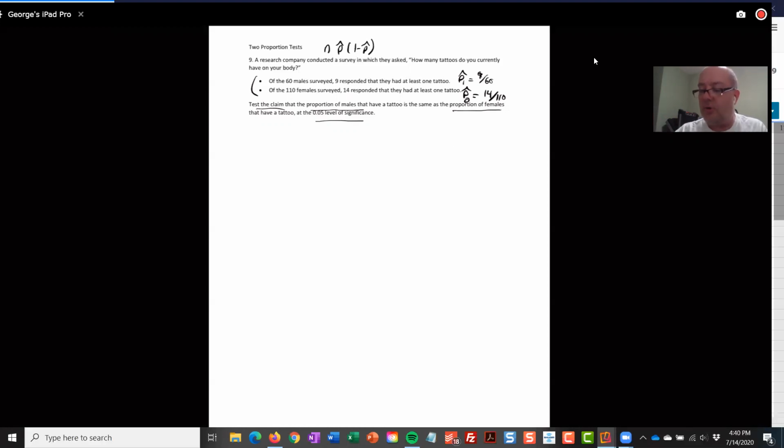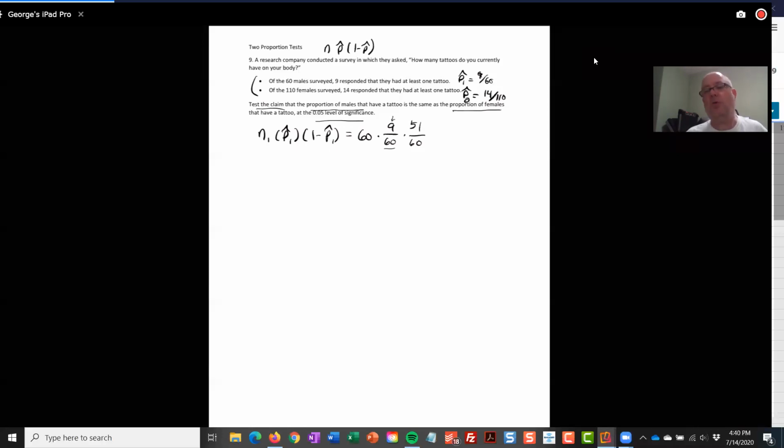For the first sample, n sub 1 times p hat sub 1 times 1 minus p hat sub 1 is 60 times. Now, 9 divided by 60 is 0.15. I could use the decimal, but I want to show you how to use the fractions just in case it doesn't work out so cleanly. The fraction for p hat was 9 out of 60. Now, for the second fraction, I'm really looking for the number that don't have at least one tattoo. So that's the 60 minus the 9 that do, and that leaves 51.